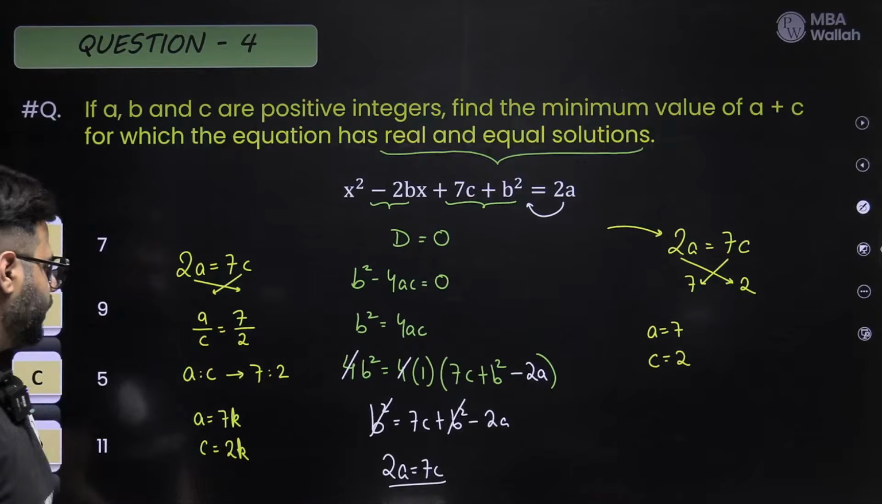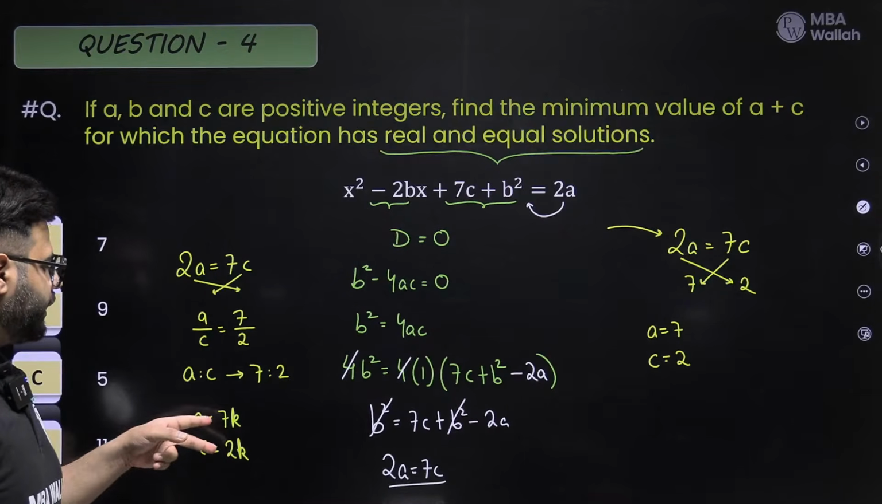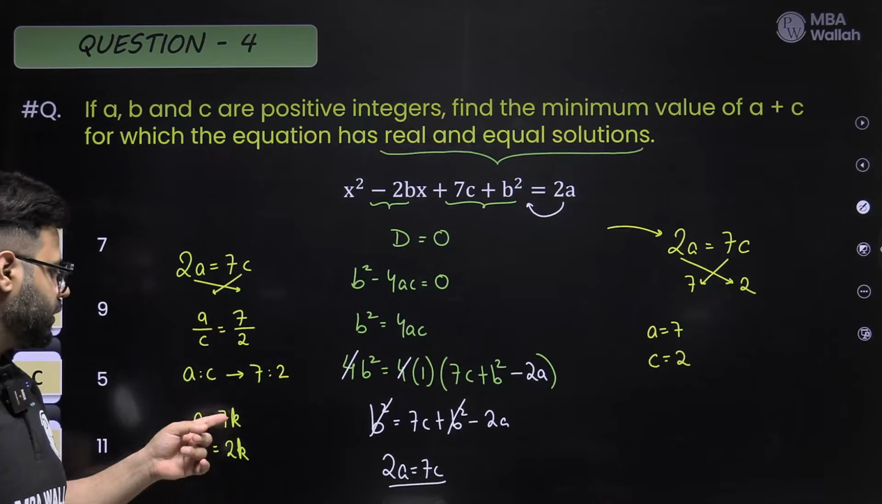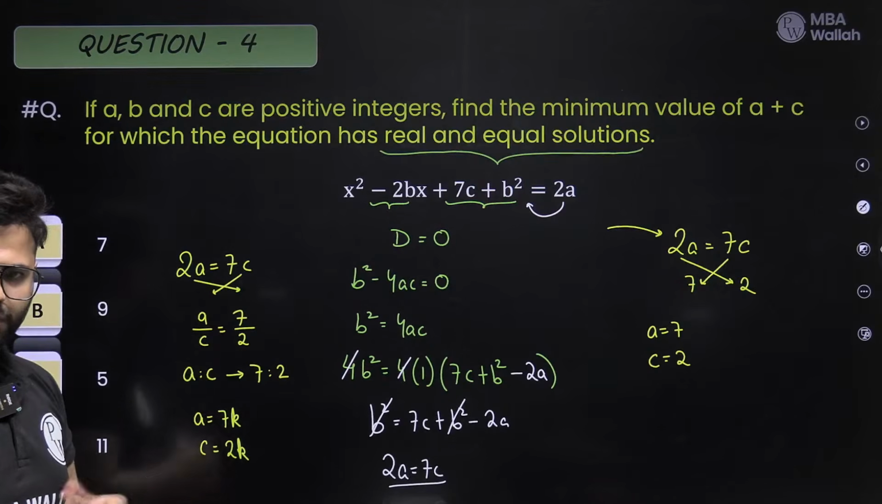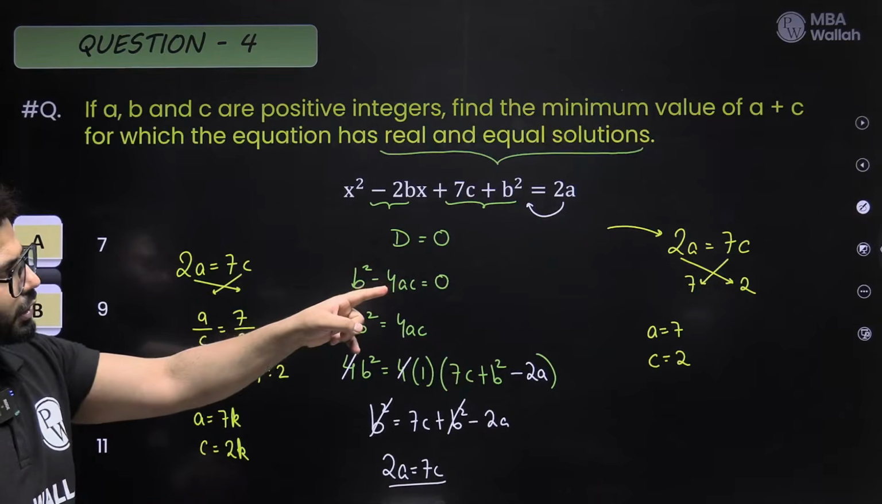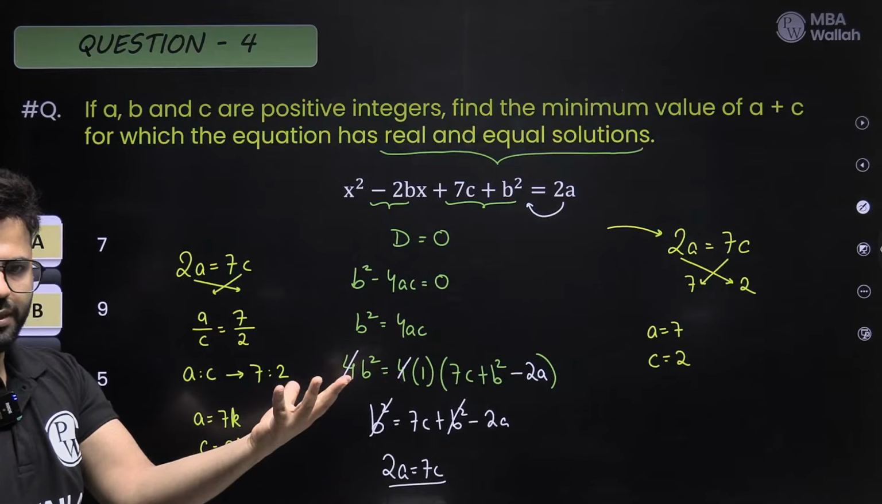Now you tell me, I know A is 7K, C is 2K. I know they are integers. What is the smallest possible value? When K turns 1, 7 and 2, right? So instead of doing all this stuff, there is a direct shortcut. Just crisscross the coefficients, you get the minimum possible value of A and C.